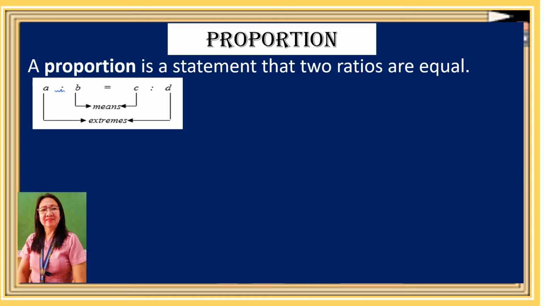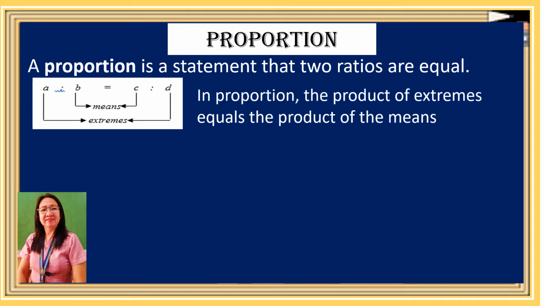So in a proportion, the product of the extremes equals the product of the means. Or, if the proportion is in fraction form, we can do the cross multiplication. Now, let us look at the following examples.